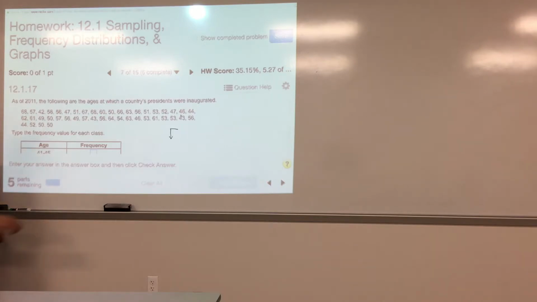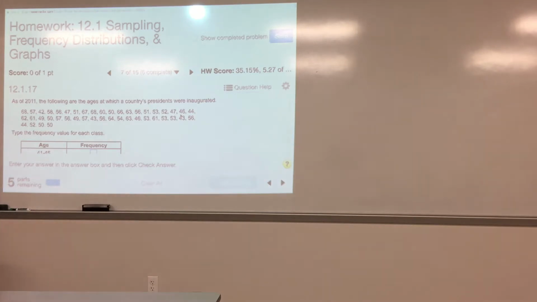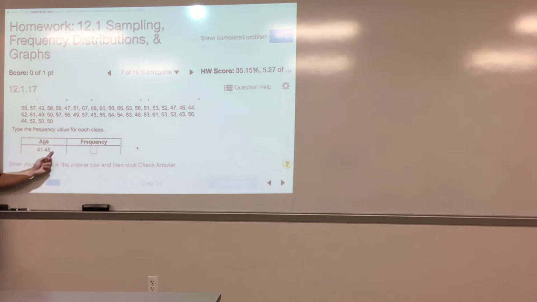Now, let's take a look at this next problem. It says, the following are the ages at which a country's presidents were inaugurated. So we have a data set, right, of presidents' ages when they were inaugurated, and then they ask you to go create a grouped frequency distribution for this data. They created the classes for you. Does that make sense? They created the widths for you. It's not a big deal. Let's just answer a couple of these.